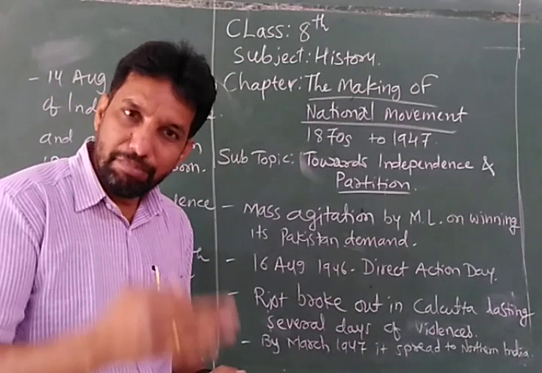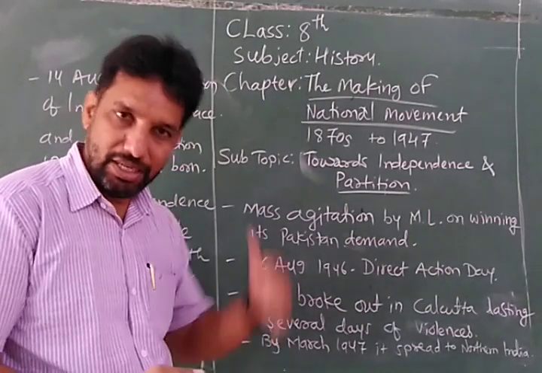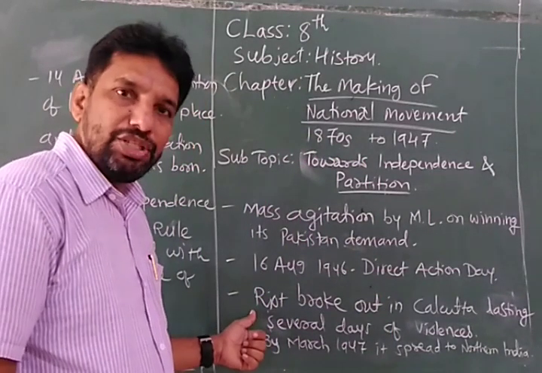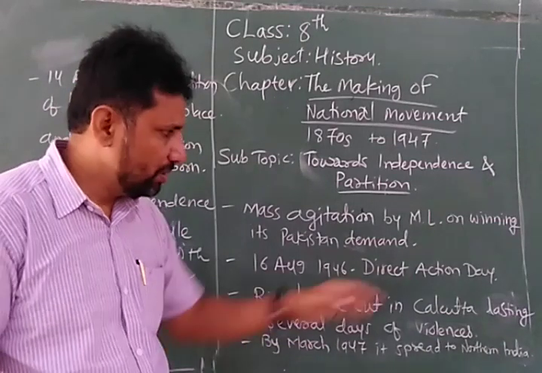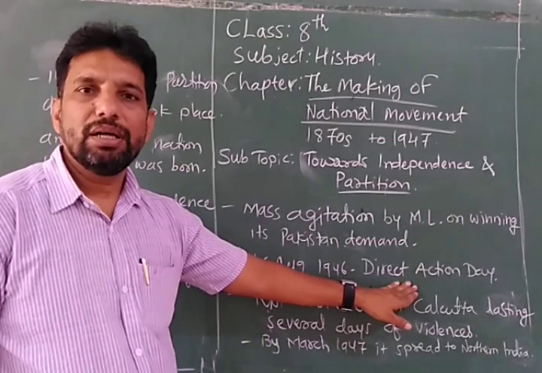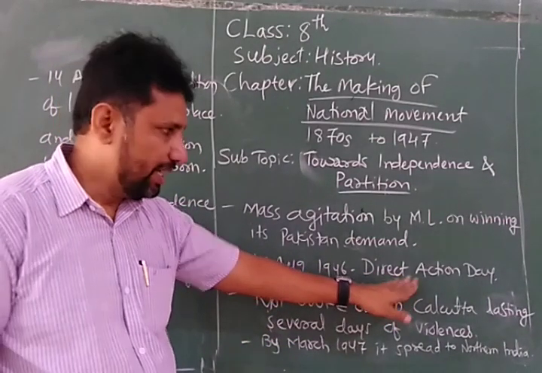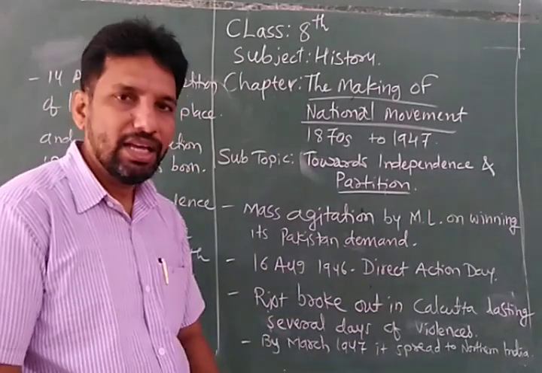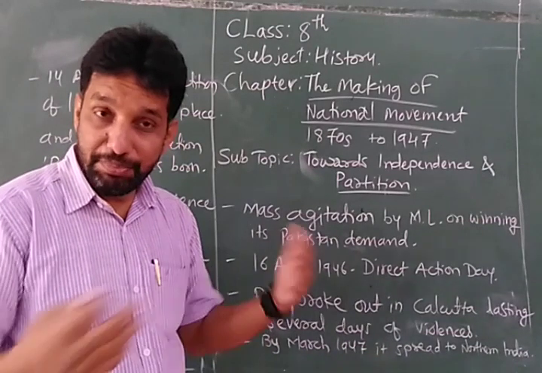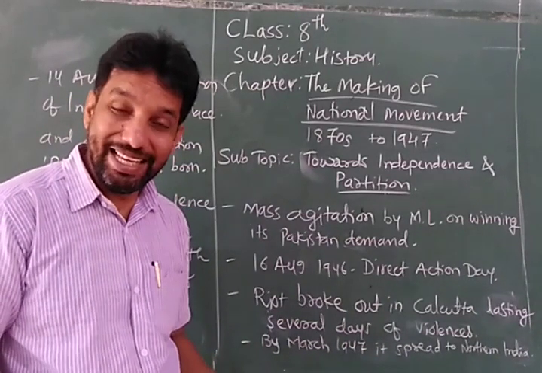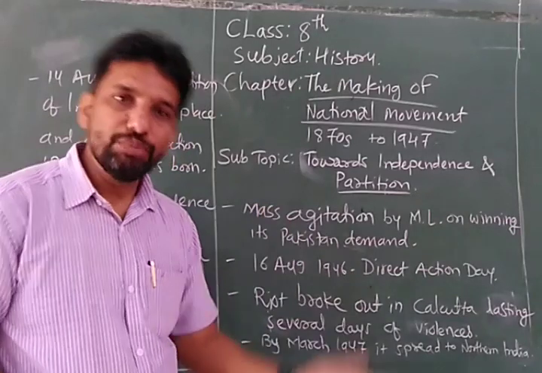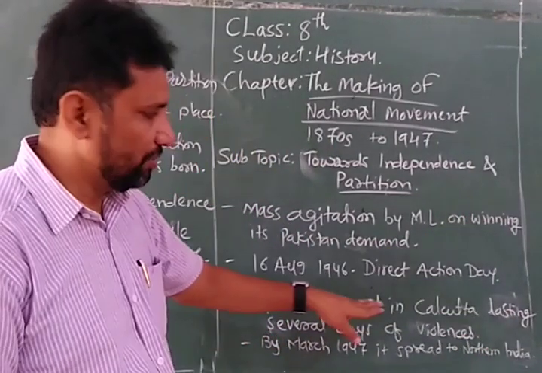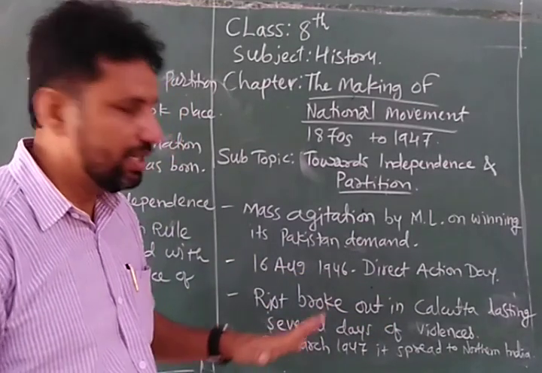It is residing in Bangladesh, presently Bangladesh, and earlier that was also part of India. So the majority of Muslims, under the slogan of Direct Action Day, from the 16th, the very next day, the riot broke out in Calcutta. Violence broke out, atrocities against the non-Muslims. Riots broke out in Calcutta, lasting several days of violence.